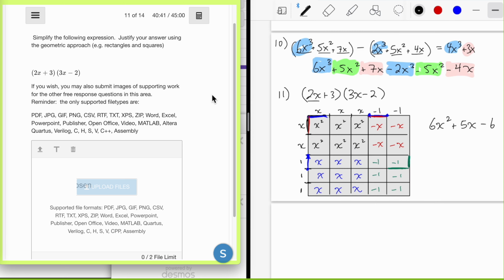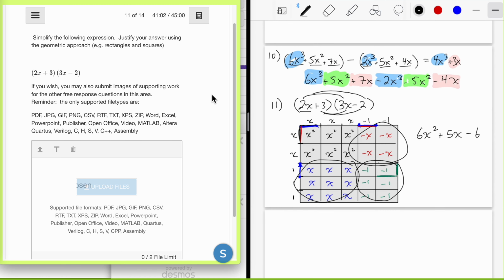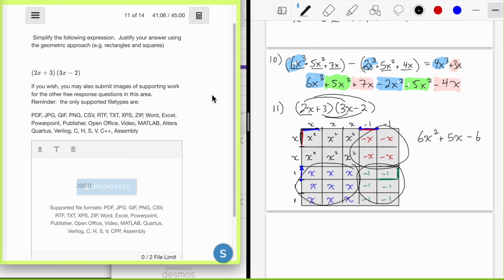2x times 3x would give you 6x squared, so that would be the first terms. The outers would give you the negative 4x. That's this piece. The 3 times 3x would give you this piece, and the 3 times the negative 2 would give you this piece. So it's all there. It's just different.